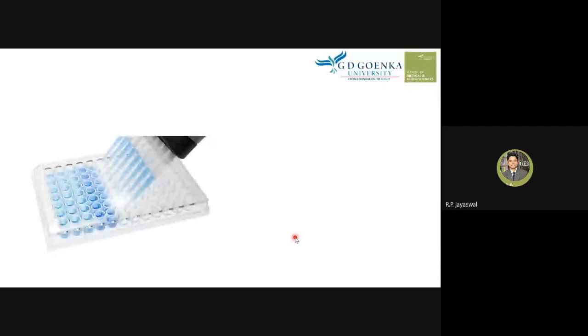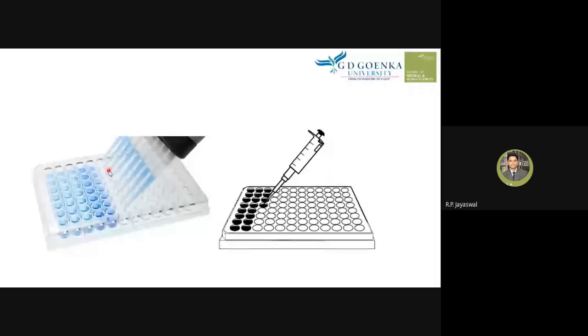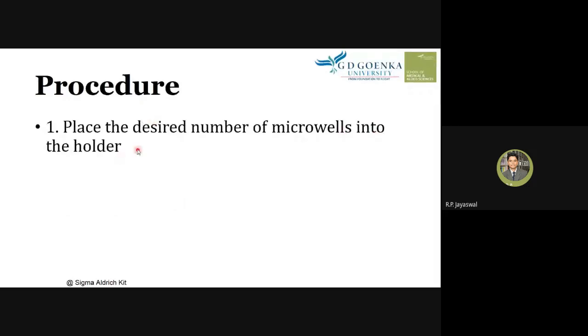So let's know about this. This is how we need to prepare. You need to add the reagents to each sample using a multi-channel pipette, or you can use a single channel pipette one by one. It depends upon the facilities that you have. It is suggested to use a multi-channel pipette, which avoids delay in the procedure. So let's know the procedure now. Place the desired number of microwells in the holder, whatever number you require.